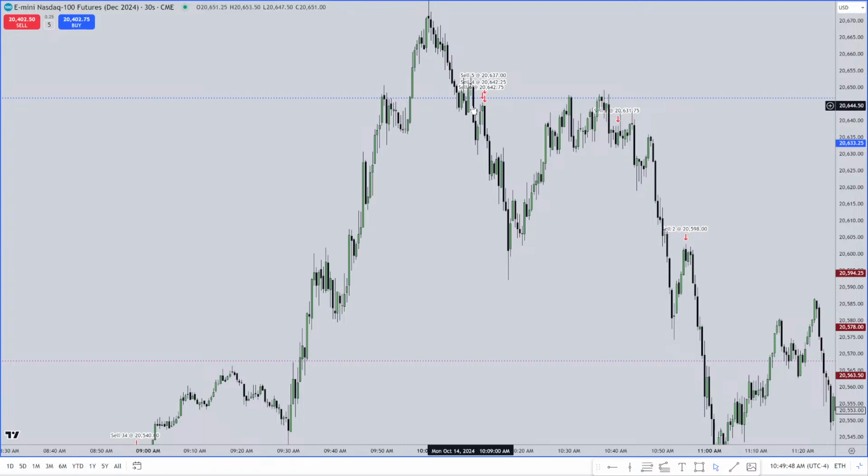What's this? What is this? It's a fair value gap, SIBI. Market trades up into it. I'm entering. Again, on a 30-second chart. There's my fills.